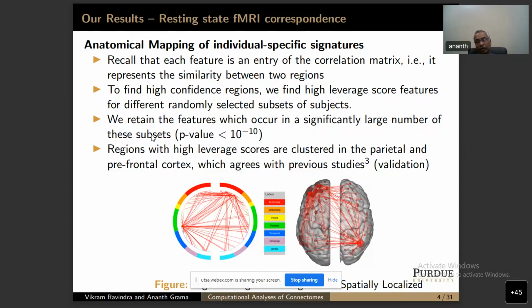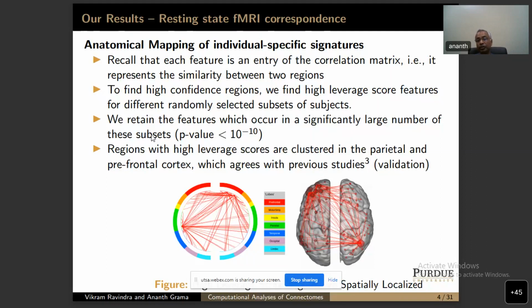So we do want high confidence regions. So we find high leverage scores for different randomly selected subsets of subjects. And then we retain the features which occur in a statistically significantly large number. So we pick a p-value cutoff of 10 to the power minus 10. So that's very statistically significant.